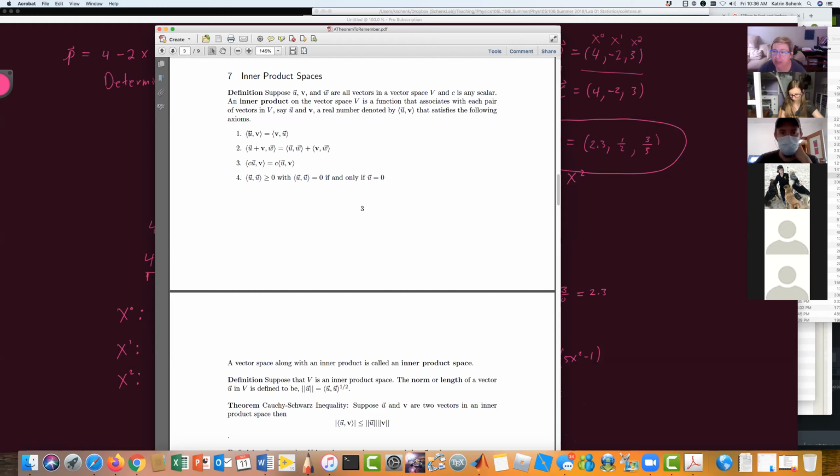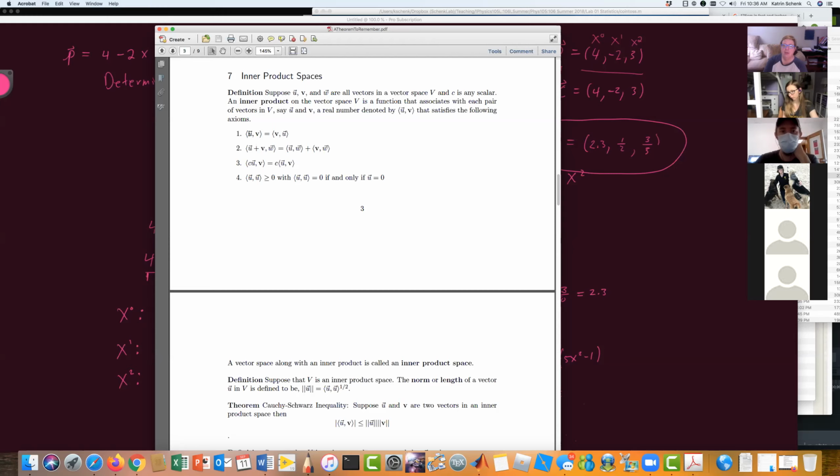1, it's commutative. Even though it has little brackets, we usually say u dot v, even though we don't necessarily mean the dot product you know and love. It might be different. Or some people say u inner product v, so I'll probably use those interchangeably. So u dot v is equal to v dot u. That has to be true.